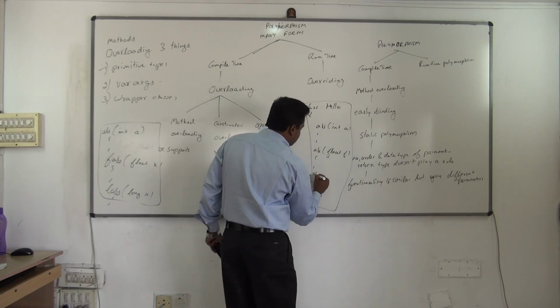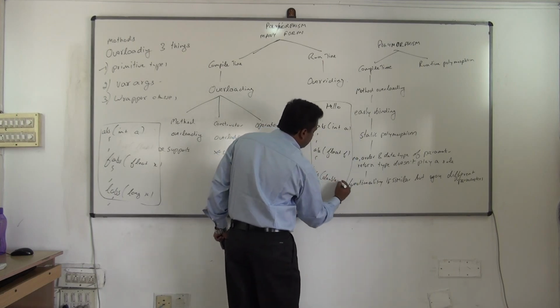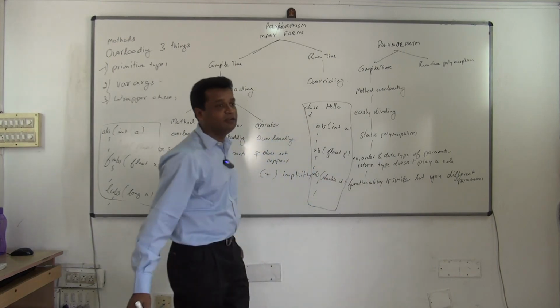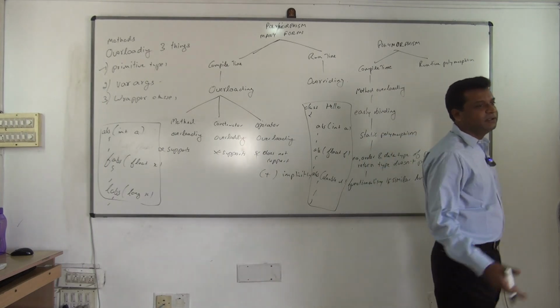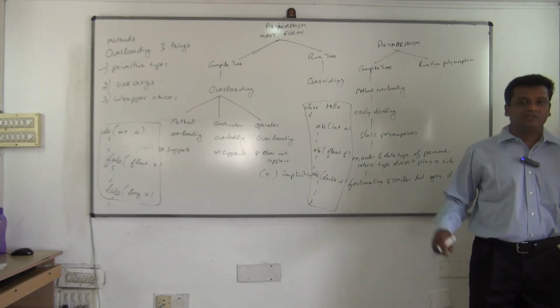Abs only now. Abs with what? Double. Like this you can go on writing any number of functions. All will have the same name. Whichever parameter you send, that one gets executed. As simple as this. So this is for absolute value.